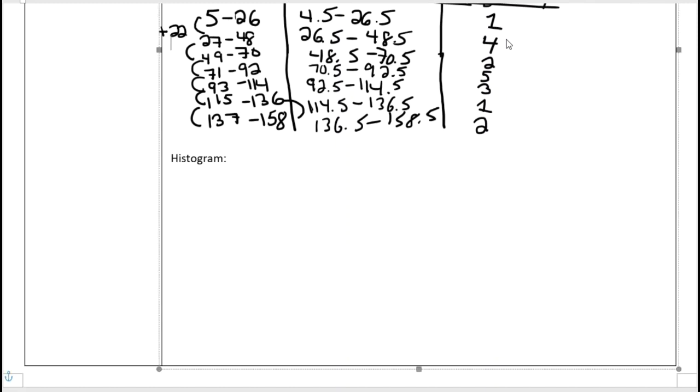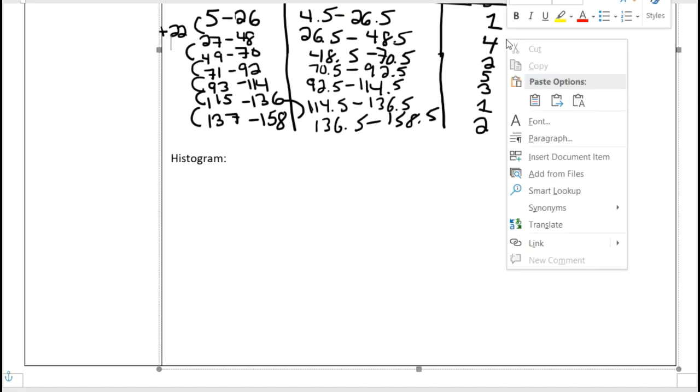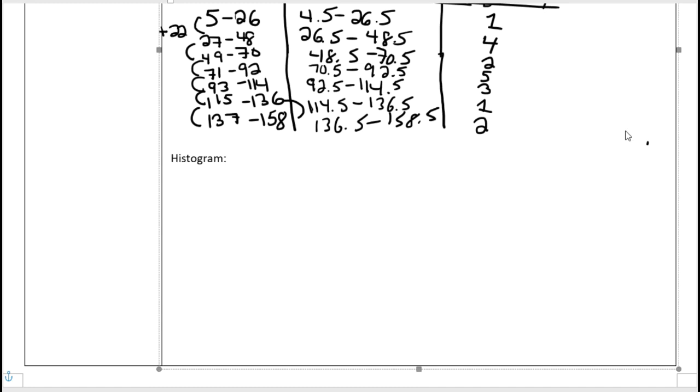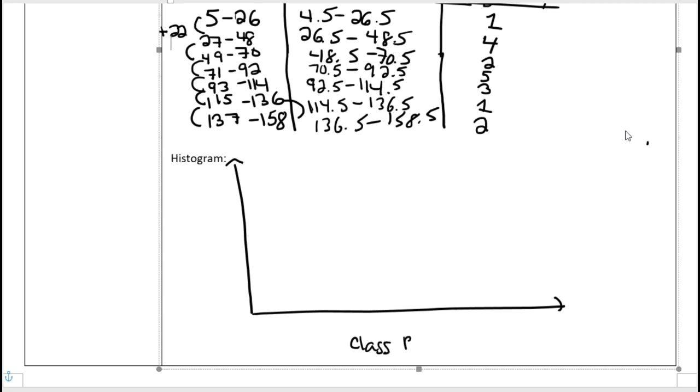So we're going to quickly draw that. When you draw the histogram, on the x-axis, you want the class boundaries. Okay, so on the x-axis is your class boundaries. And then on the y-axis is your frequency.